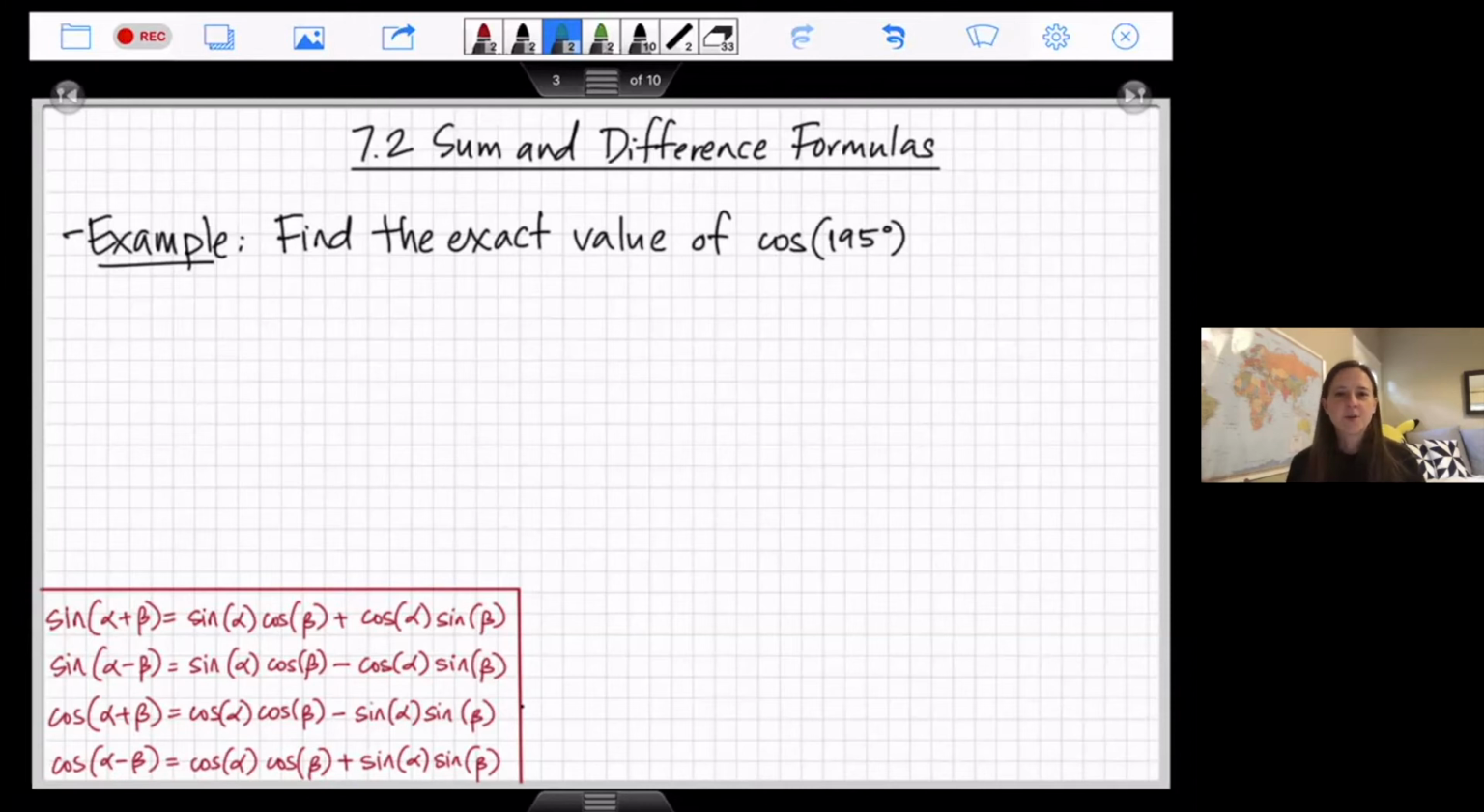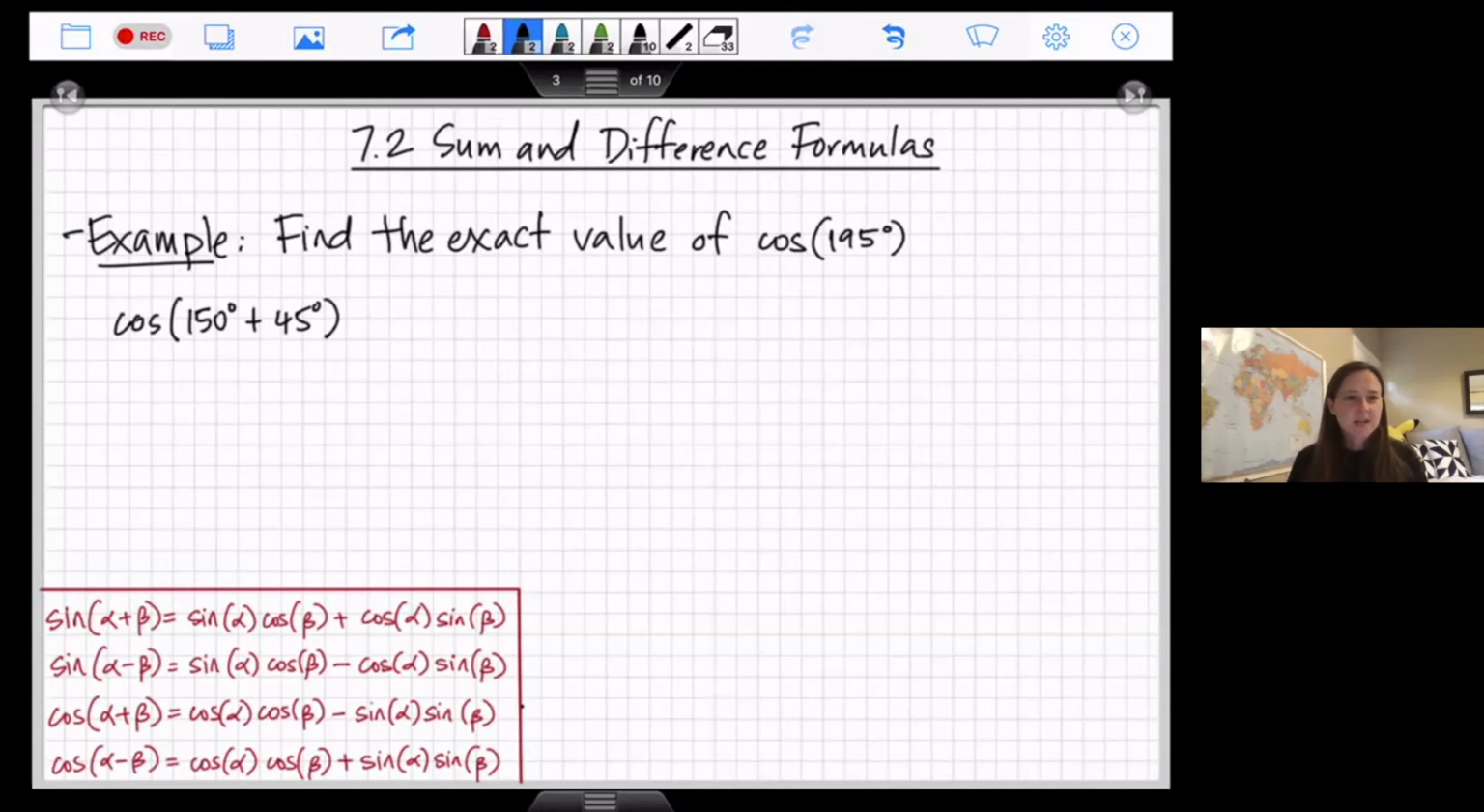So for cosine 195, I'm going to rewrite 195 degrees as the sum of 2 angles that are on my unit circle. So I could take, let's see, how about 150 degrees plus 45 degrees. Okay, because 150 degrees and 45 degrees are on my unit circle. You could do 160 and 35, but I don't know what those cosine and sine values are. So we're going to stick with things that we know on the unit circle.